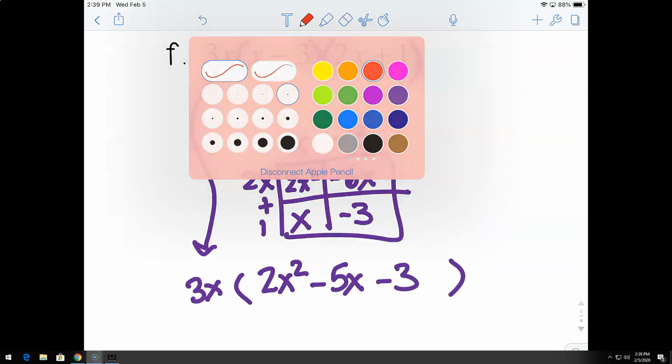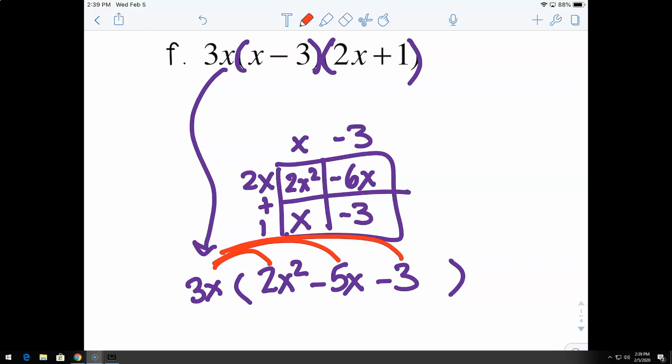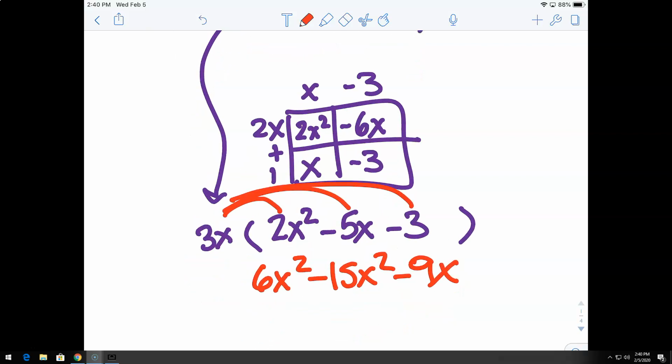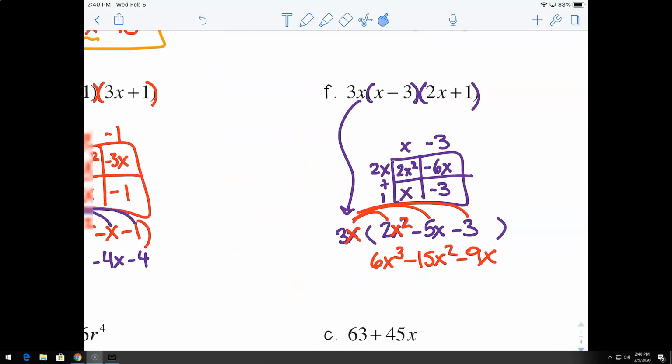I need to go and distribute in. And I get 6x squared minus 15x squared minus 9x. And I made a mistake as I was talking. So right here is my mistake because an x times an x squared really becomes an x to the third. Okay.